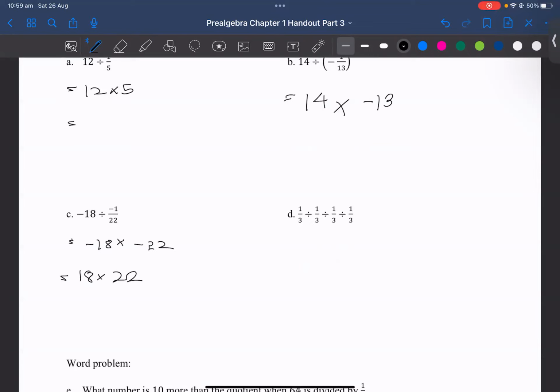And you get those answers. Right? So I'm going to say the answers now. 12 times 5 is 60. 14 times -13 is -182. And can anyone tell me the answer to C? Someone online?